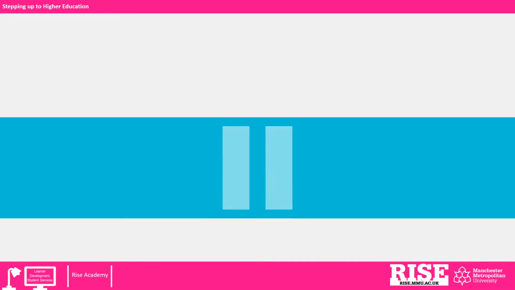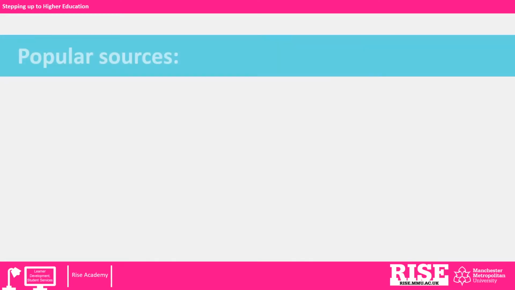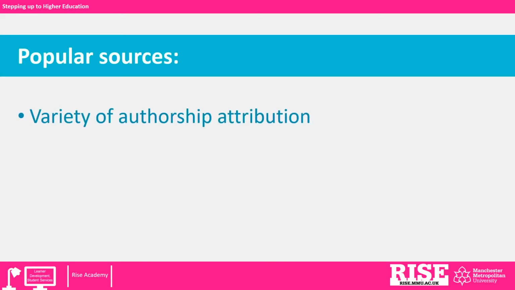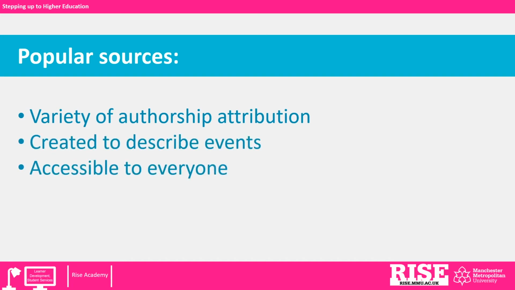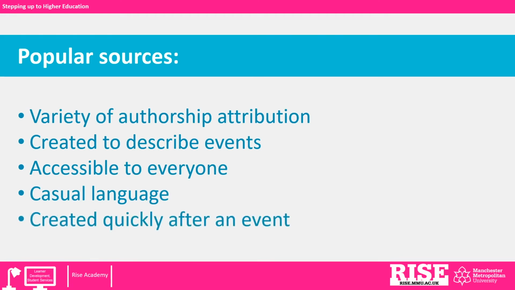Let's pause for a moment. All of the sources that emerge from your original post are what we call popular sources. Authorship attribution differs across all of these popular sources, from TV channels to radio station presenters, reporters and journalists. From your first post to the magazine article, the purpose has been to describe at the time of the event. Because popular sources are usually accessible to anyone with the internet or TV, the authors use casual language that everyone can understand. Finally, these popular sources are created fairly quickly after an event happens.